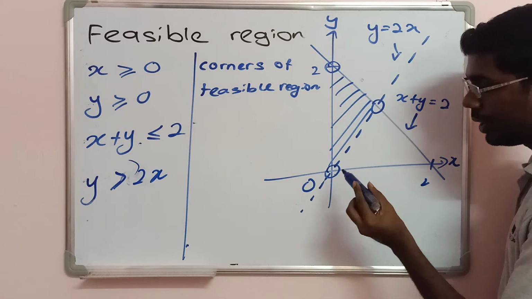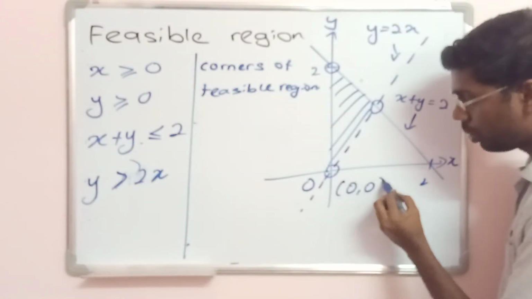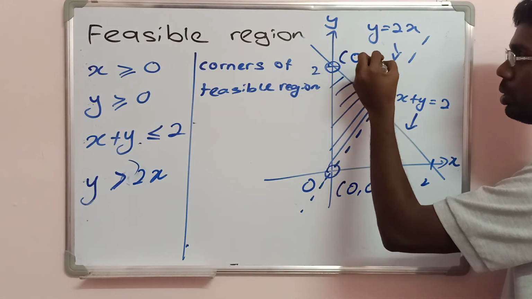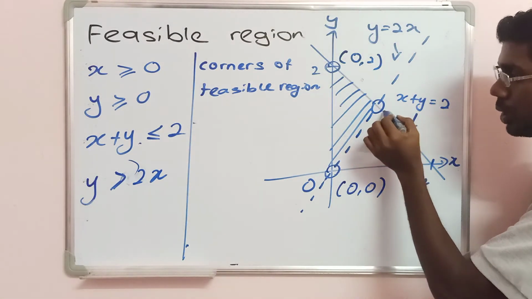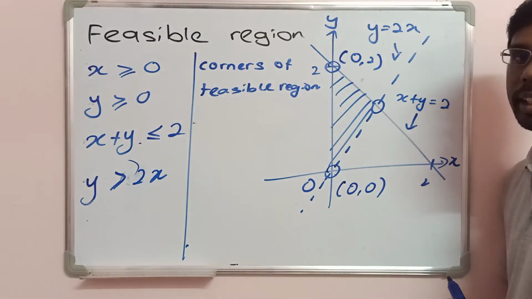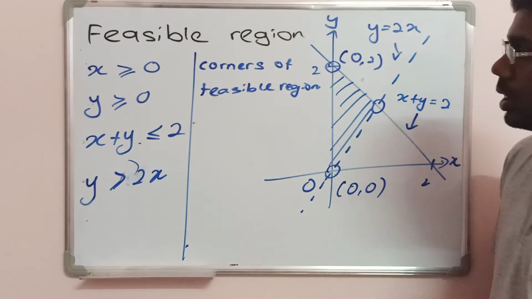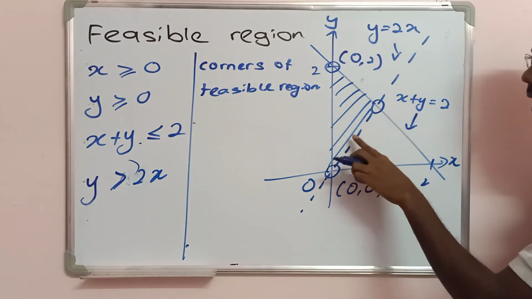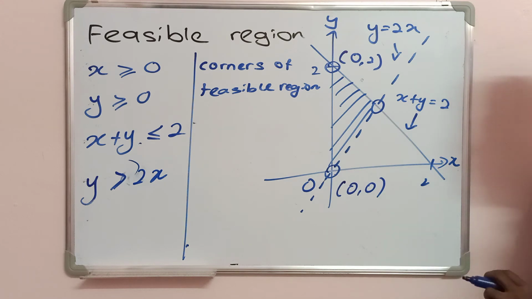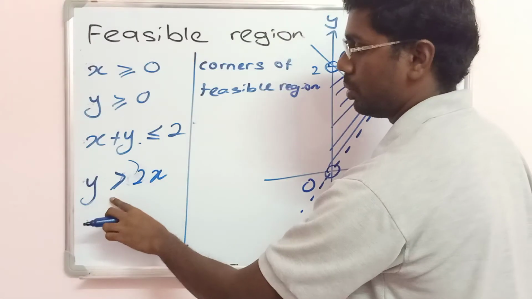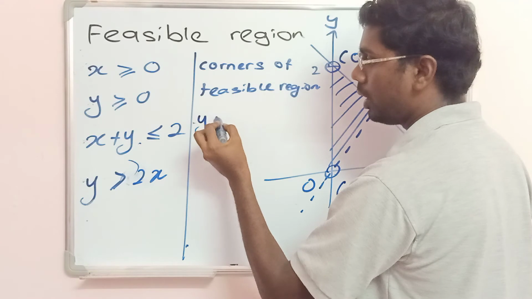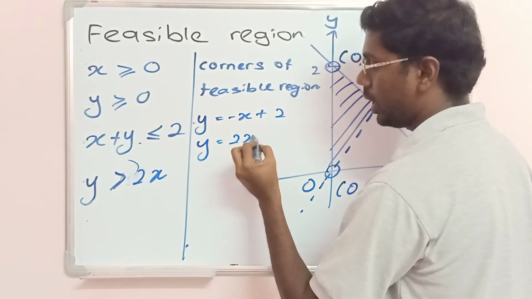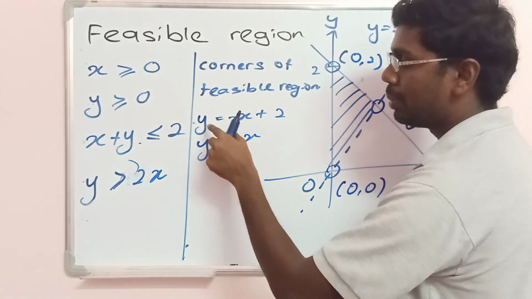Here we know the coordinate is 0, 0. Here we know the coordinate is 0, 2. And for this corner we are going to calculate. Since this is the intersection between this line and this line, we are going to find it using these two. For the first one, y equal to negative x plus 2, and for the second one, y equal to 2x. You can take this and substitute inside.